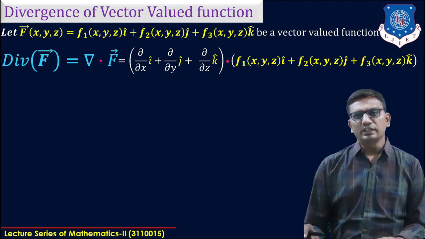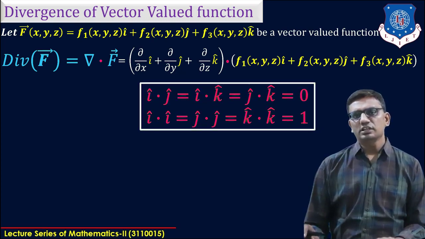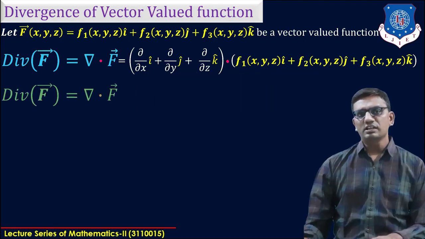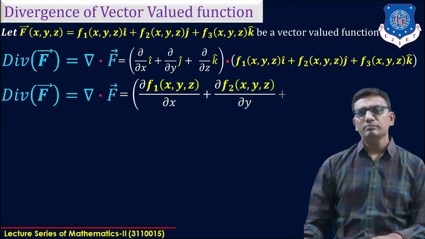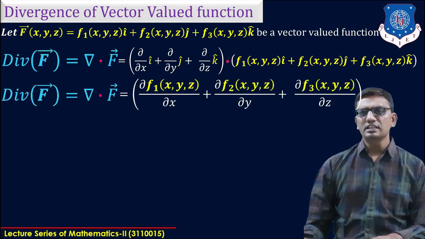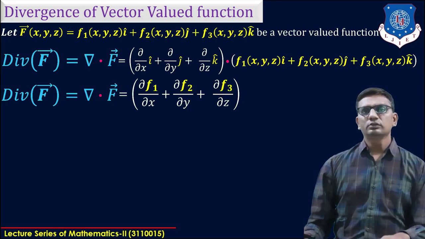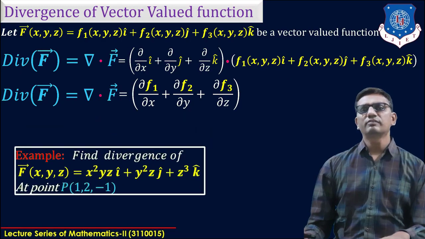Here, as we know that i dot j, j dot k, k dot i are equal to 0, and i dot i, j dot j and k dot k are 1. So divergence of f bar equals del f1 by del x plus del f2 by del y plus del f3 by del z. Now, as we know that the dot product of any two vectors is a scalar quantity, so divergence is also a scalar quantity. Now we will see one example of divergence.